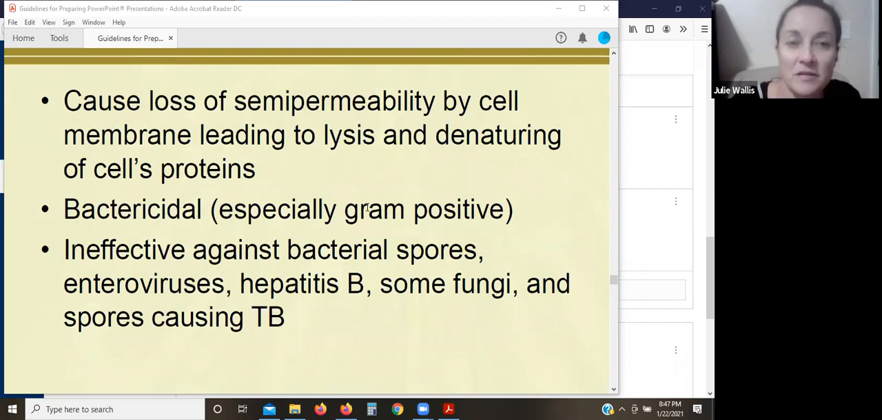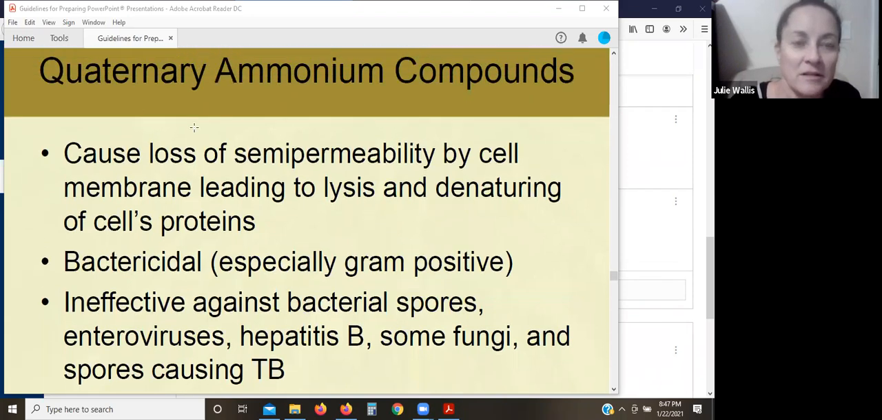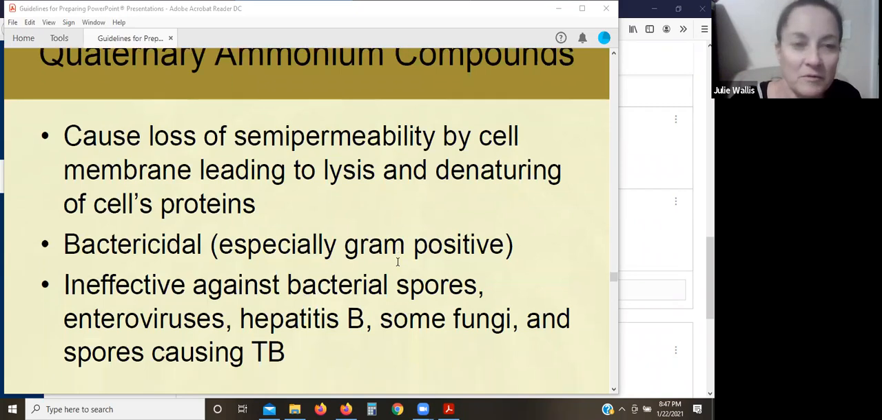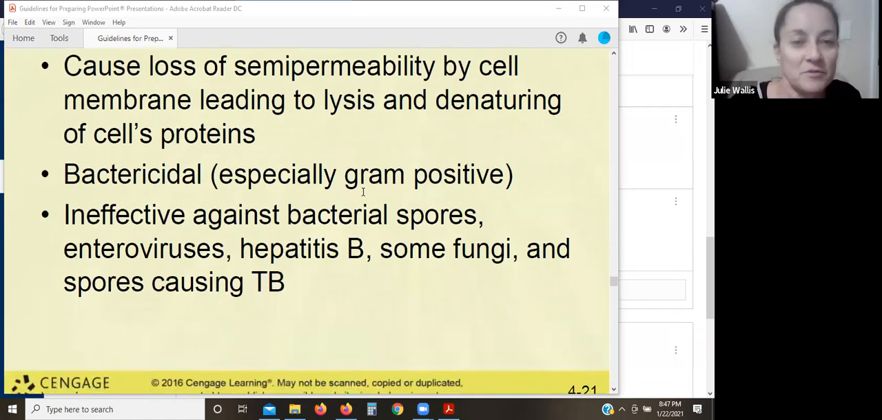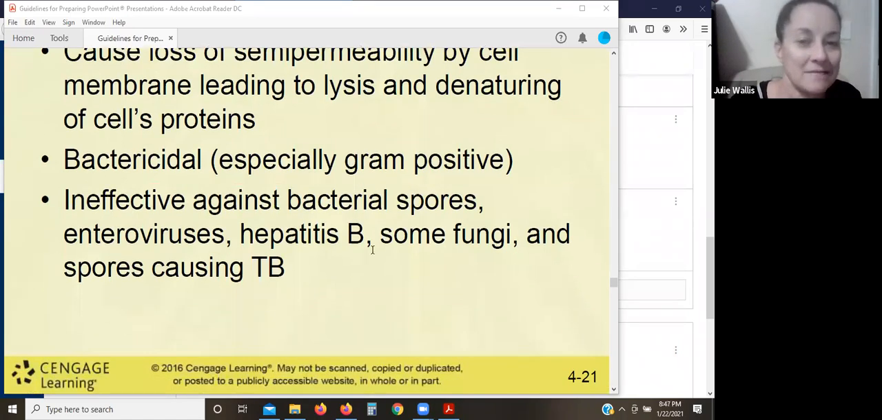I find that interesting because we used quats as the cleaning agent in one of the other microbiology labs that I worked with, and we worked with all different kinds of bacteria. So I'm surprised that that was their choice, since it seems like it's not as effective.